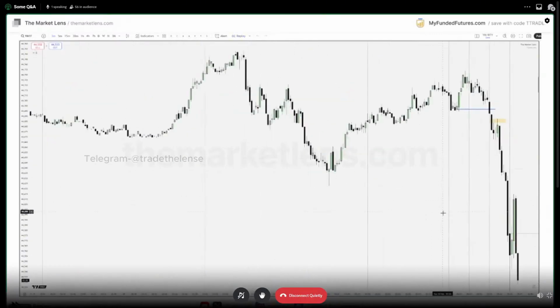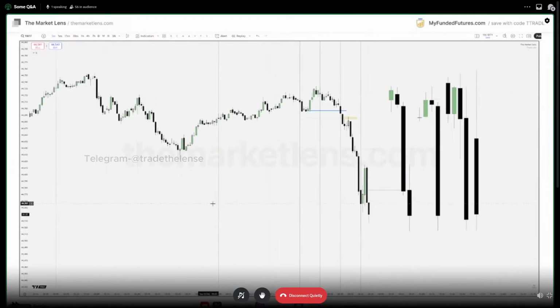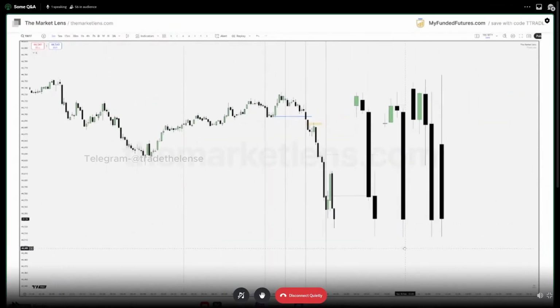So that is what I was talking about with YM, right? So we can hold this till 10 because that is when, if this is going to be expansion, right, should form a low around here.